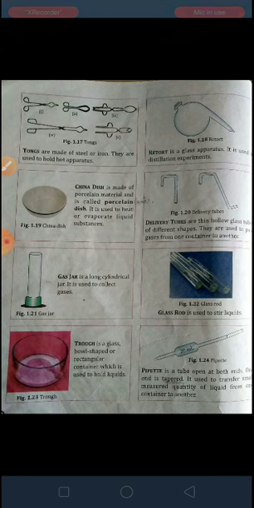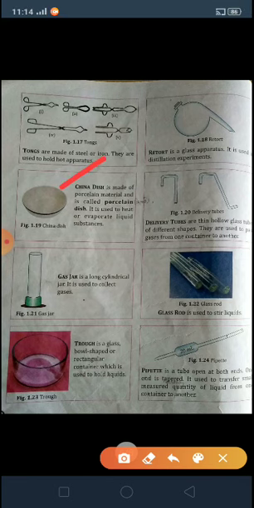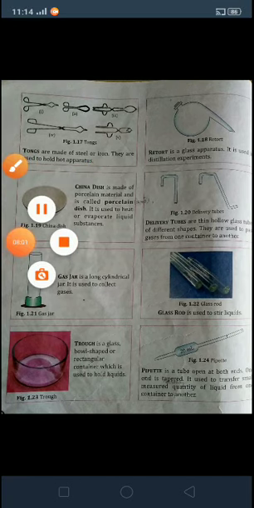Next option is china dish. China dish is made of porcelain material and is called porcelain dish. It is used to heat or evaporate liquid substances. So the correct option for this question is china dish. We use a china dish for evaporating liquid matter.